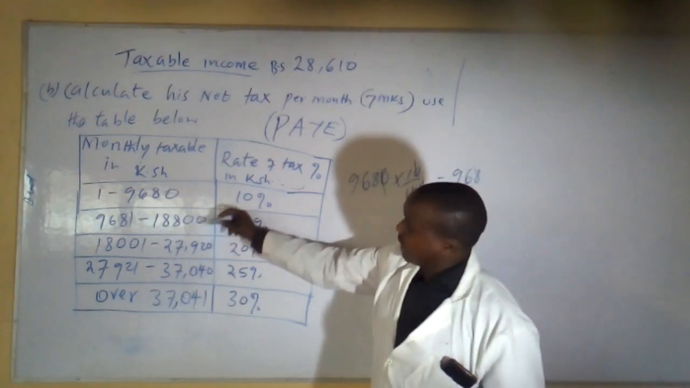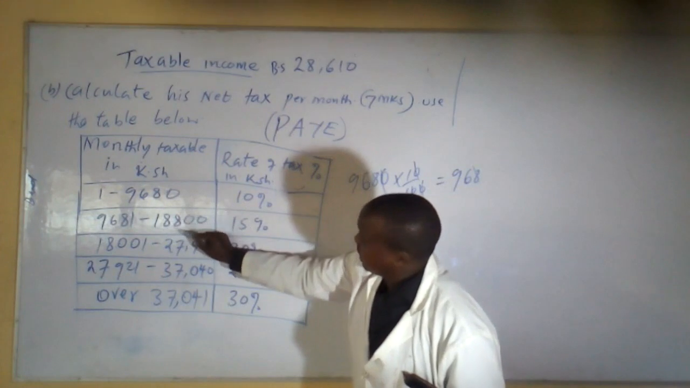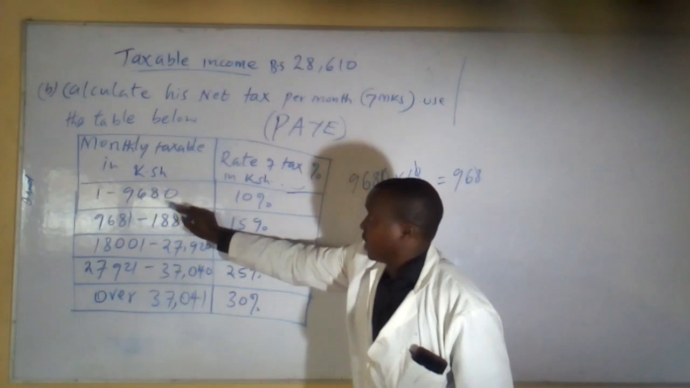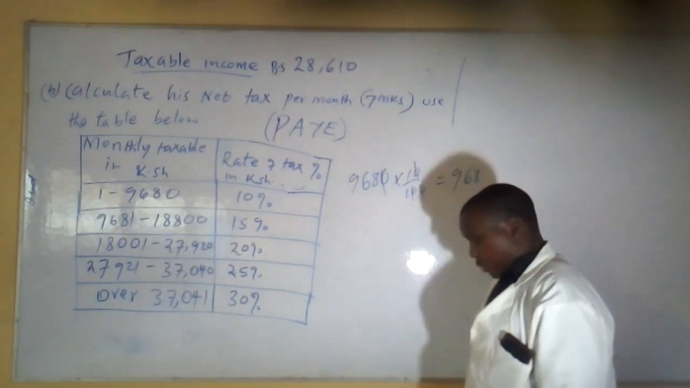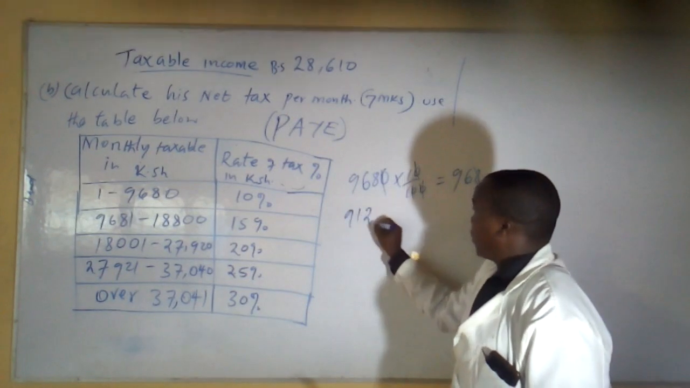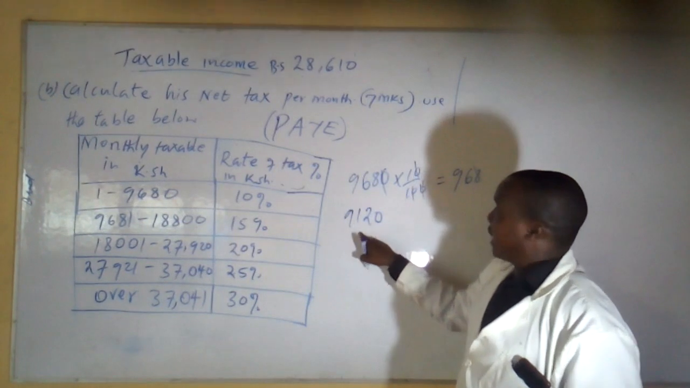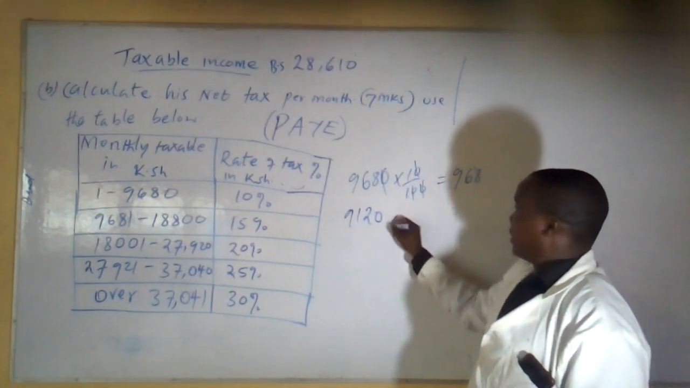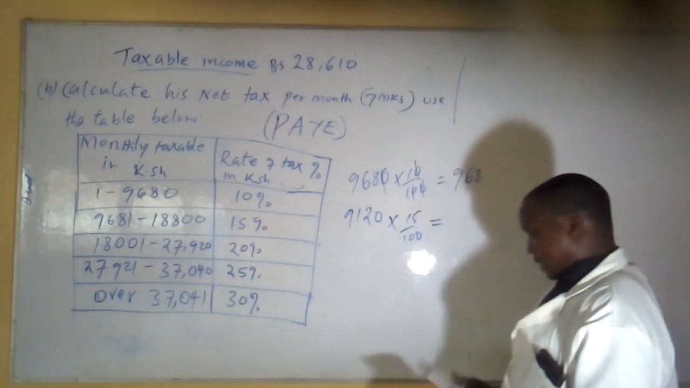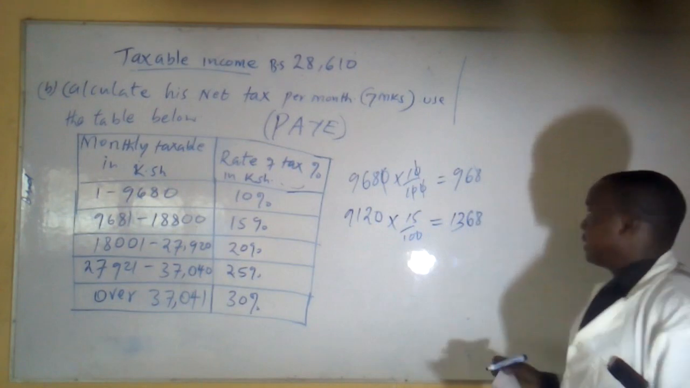For you to get the amount for the next one, you subtract 9,680 from 18,800, and that will give us 9,120. So for the next band or slab, we are going to use 9,120 times 15 over 100, and this one will give us 1,368.